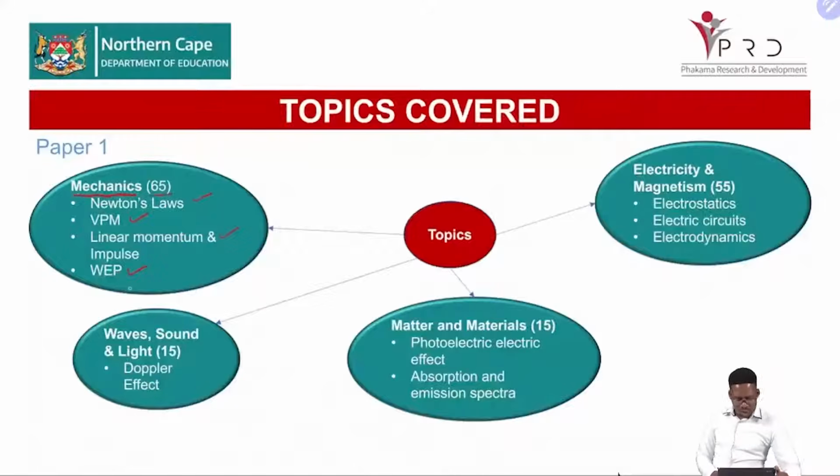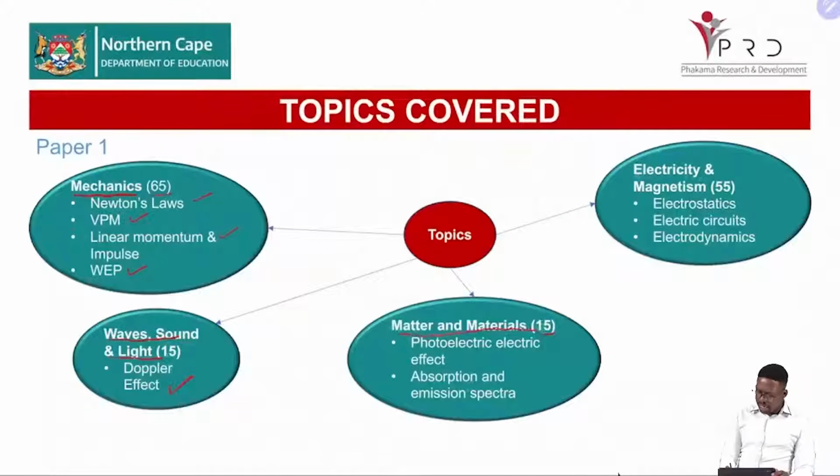Now, we come to another knowledge area, which is wave, sound, and light. The estimated marks there, it is 15. There's only one question that you'll find from there. It is Doppler effect. And Doppler effect can be 9 marks, can be 12 marks, but maximum it will be 15, not more than that. Another knowledge area, it is matter and material. It is the last topic. Question 10, photoelectric effect. The mark allocation, it is estimated at 15 marks.